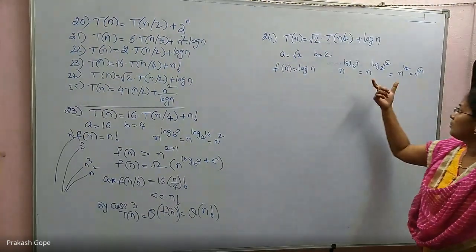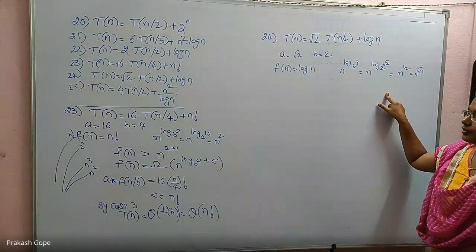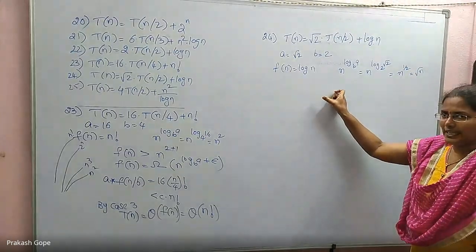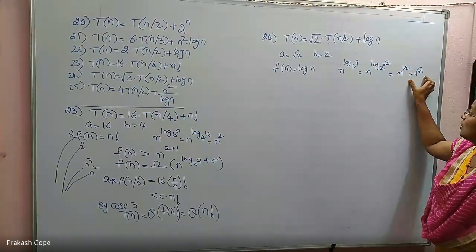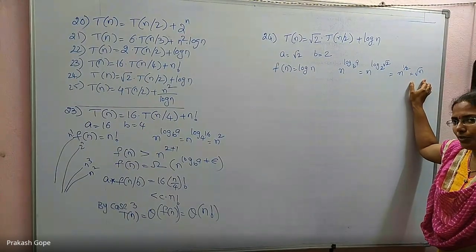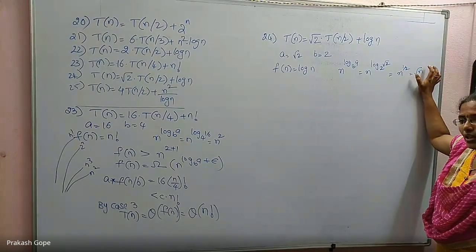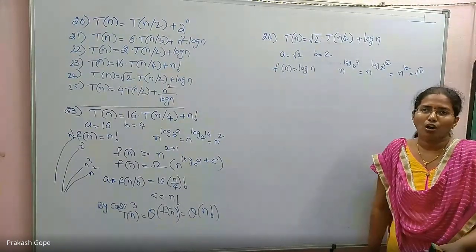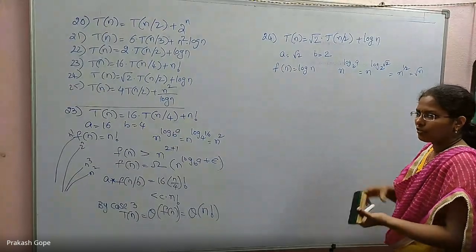Now you should tell me, compare f of n and n power log a to the base b. Log n is less than root n, we know that. So f of n is less than or equal to n power log a to the base b. Even if you do a small subtraction from the power, it is 0.5. I am saying minus 0.01. Such a small value I am reducing, which is almost square root of n only. Still log n is less than or equal to.